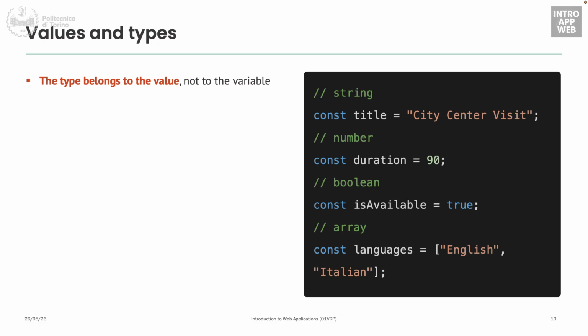So in the first one, we have an example of a string. Then we can create another const called duration, and we can assign a number without doing anything different from what we did with the string. We can use a Boolean value, and we can use an array, okay? So it's not something very strict or fixed concerning the type of the variable, but something that depends on the value that we assign to it.